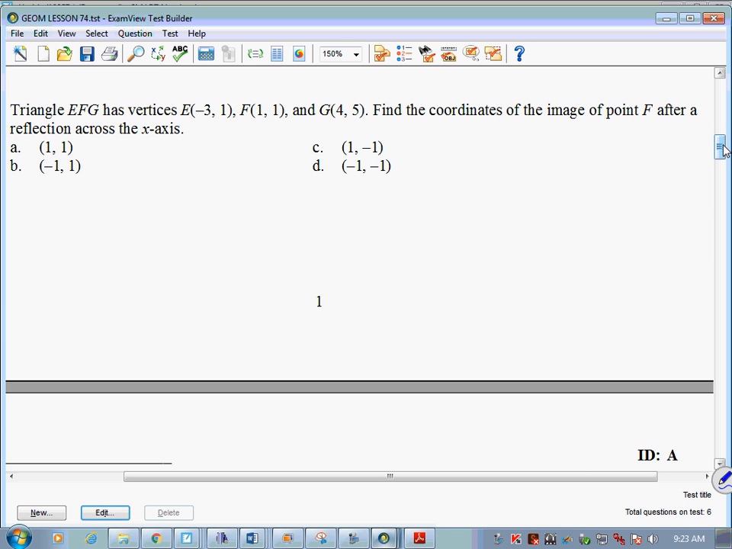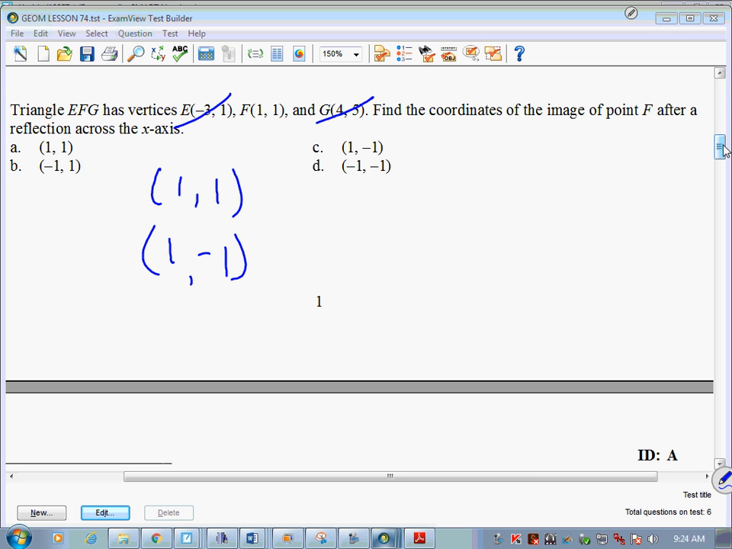Triangle EFG has vertices at negative 3, 1, 1, 1, 4, 5. We want to find the coordinates of point F after reflection across the x-axis. So we don't need to find out anything about E or G. We just want to take 1, 1 and flip it across the x-axis. Whenever I'm reflecting across the x-axis, does the x value change? No. What happens to the y value? All right, so what are the coordinates? 1, negative 1, okay? See, it works out right there. See how much quicker that is when you have a rule?